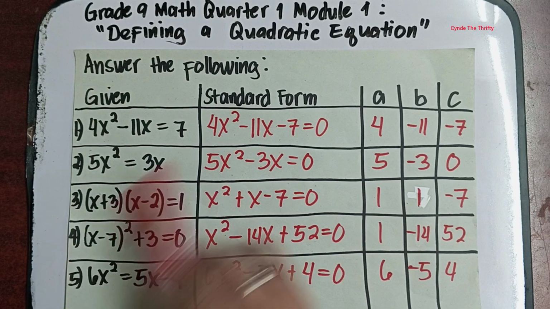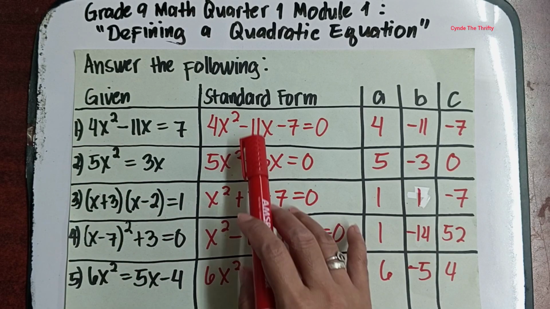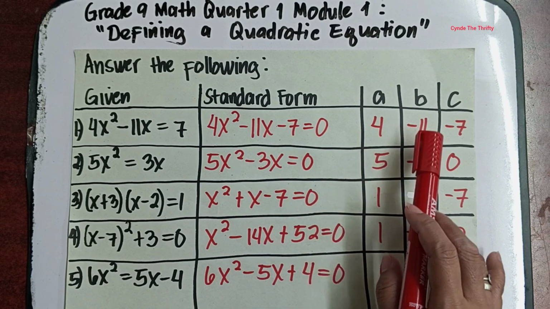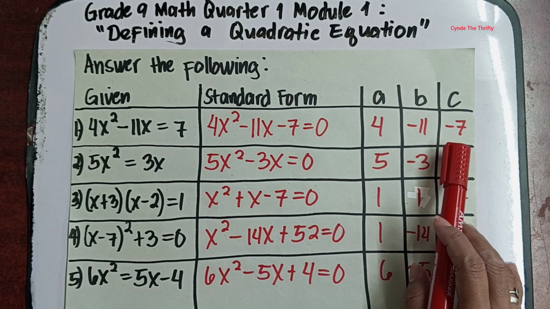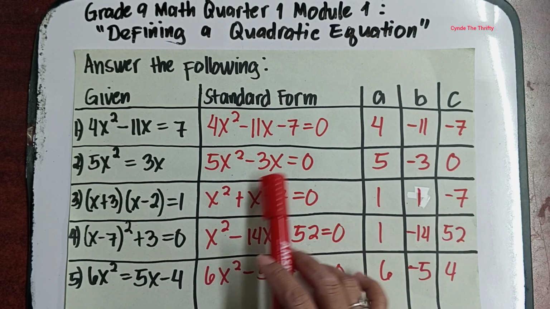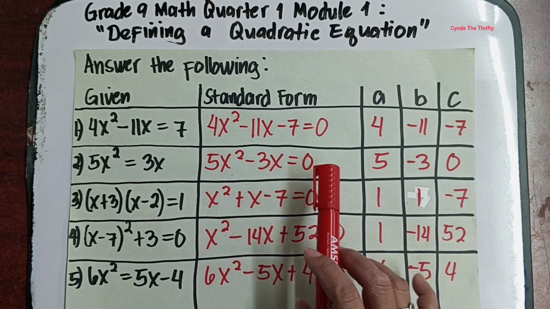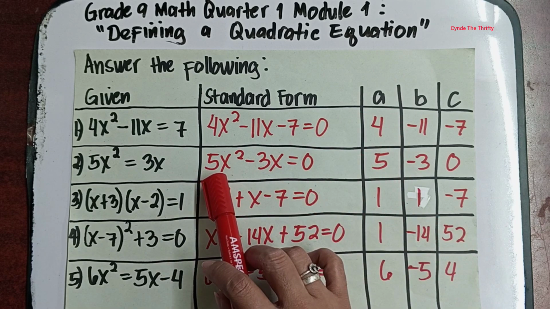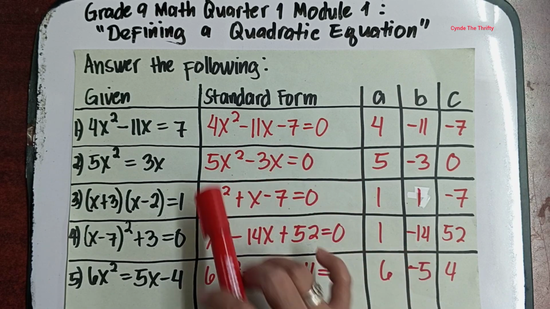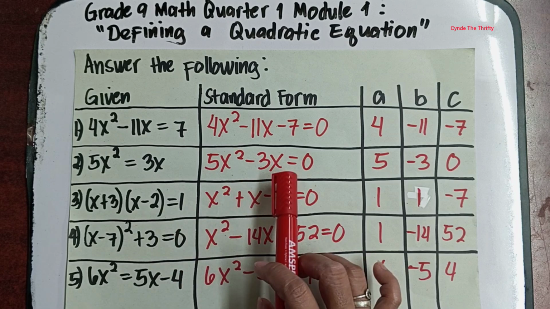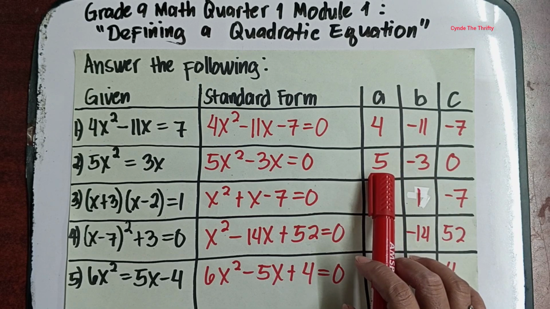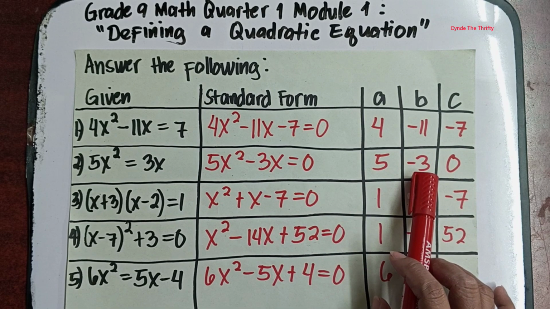Okay, so ang number 1, ang standard form niya is 4x squared minus 11x minus 7 is equal to 0. So, ang value ni A is 4, ang value ni B is negative 11, ang value ni C is negative 7. Sa number 2 naman, 5x squared minus 3x is equal to 0. So, itong number 2 natin, wala siyang constant term. So, ang meron lang is quadratic term at linear term. Okay, so yun ang sabi ko kanina na okay lang yan siya. Quadratic equation pa rin ang tawag natin sa kanya. So, ang gagawin lang natin sa value ni C is ilalagay lang natin na 0. Okay, so ang value ni A is 5, ang value ni B is negative 3.